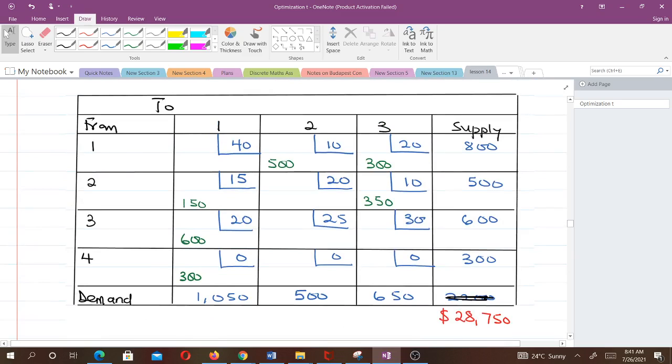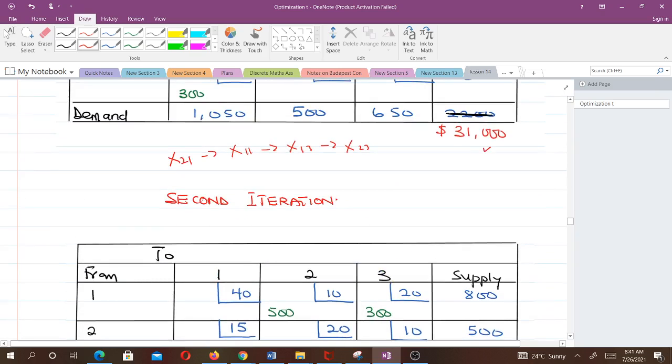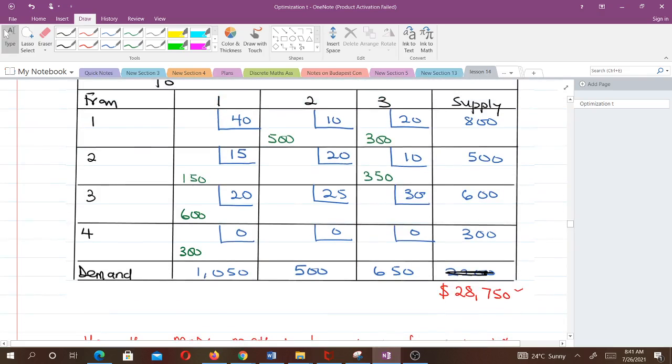After getting this, you could see that the cost has been minimized to 28,750, which is smaller than the 31,000 that we have here. And we calculate the cost by 500 times 10 plus 300 times 20, and so on. Then you get 28,750, right? So now we have to also check and see if this table is optimal. To do that, we have to use either the stepping stone path or the modified distribution method, and I like using the modified distribution method a lot.